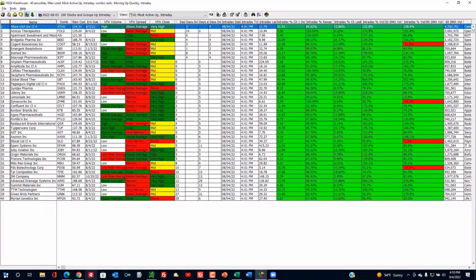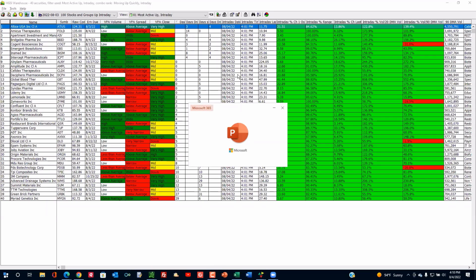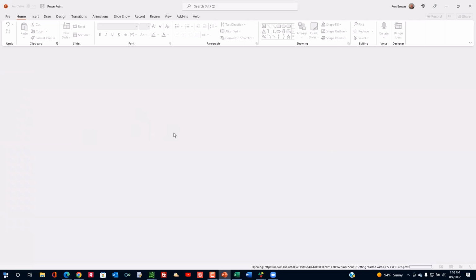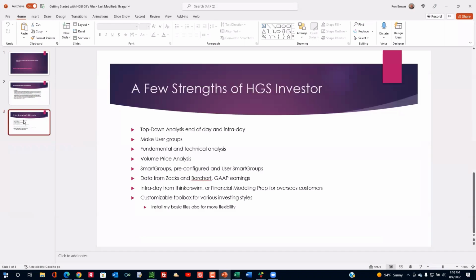I didn't show you, let me bring this back up here. And then I'm going to end this, I promise. I wanted to show you this slide here. A few strengths of HGSI Investor. Top-down analysis, end of day and intraday. You can make user groups like I've been showing you. Fundamental and technical analysis, volume price analysis. Smart groups, pre-configured and user smart groups.